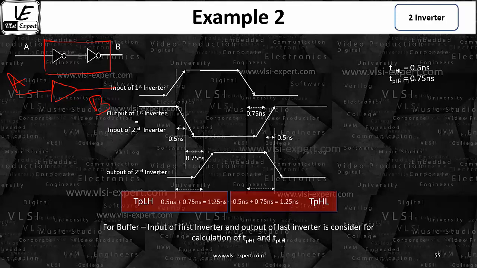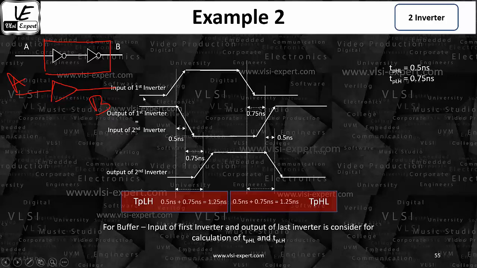So later on, when we discuss different ways of fixing, it's very common that in place of a buffer, we replace the buffer with two identical inverters. So this is one buffer, and you can replace it with two identical inverters. This is one of the advantages. In this particular case, the TPLH and TPHL are both different.